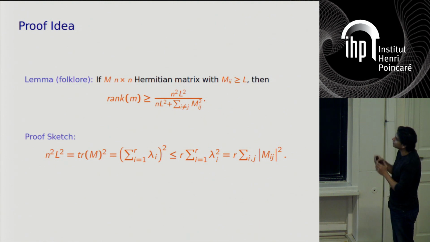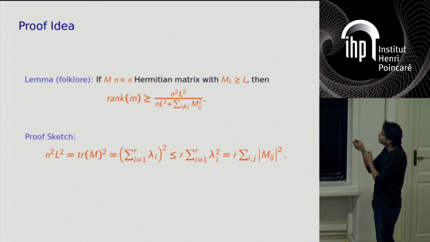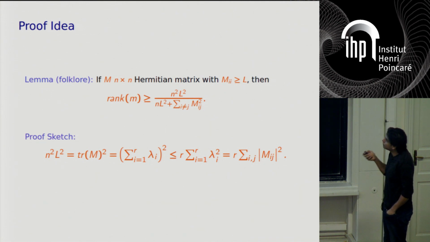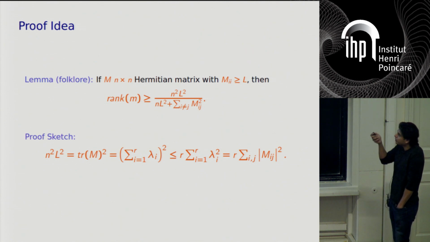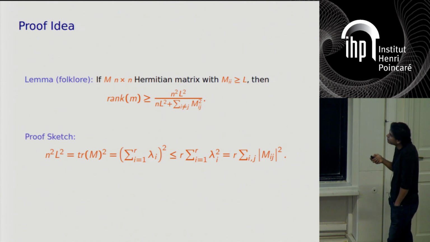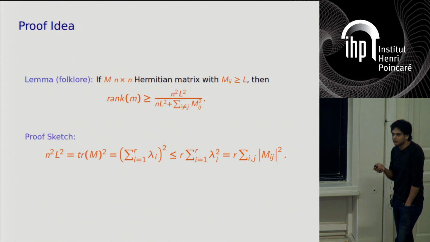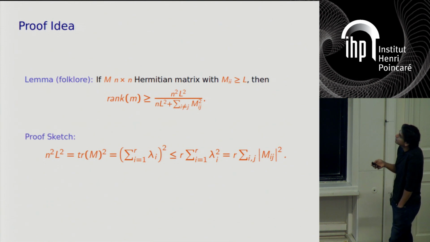I don't want to talk too much about this, but for 0, 1 matrices it's really easy to get a nice bound. But remember, we don't care only about 0, 1. Our entries could be arbitrary, and things get a little bit more complicated. So we'll talk about that now.